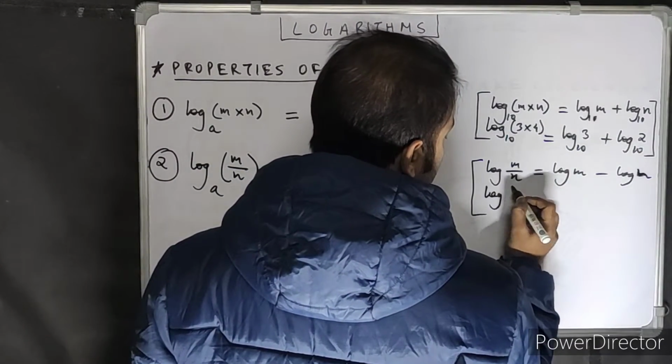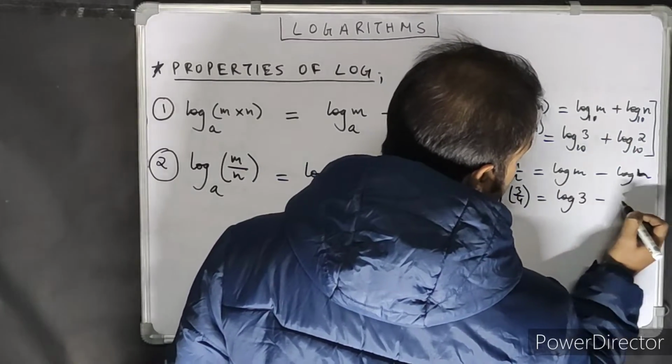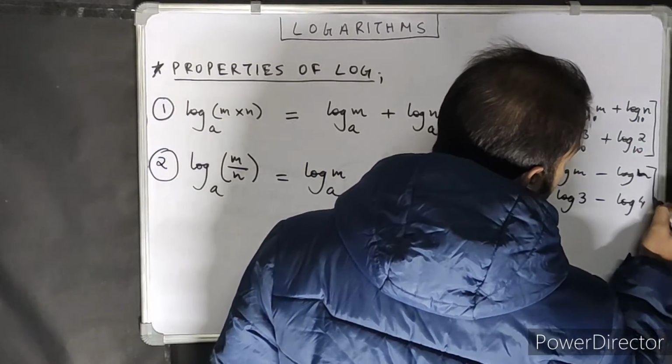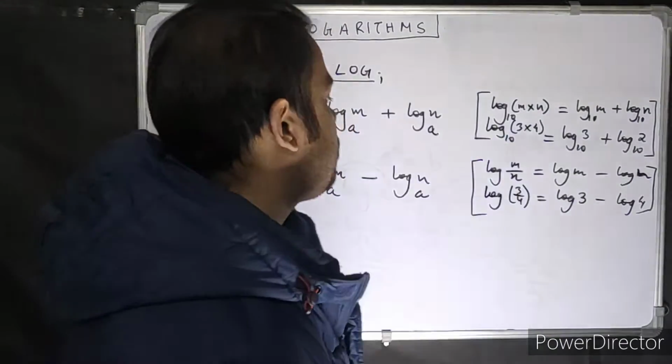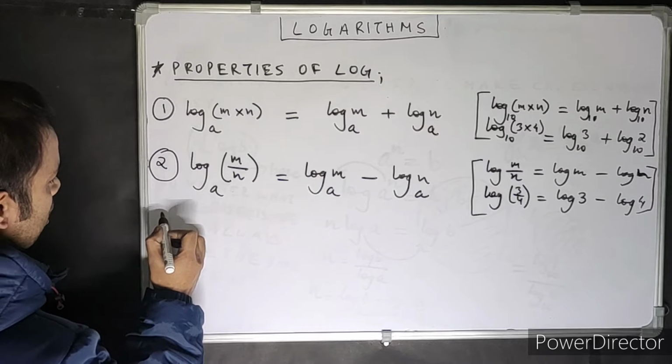So then you have what? Log, say 3 by 4. How can you write that? You can write that as log 3 minus log 4. Don't put any base and all, because we are just doing some rough, nothing else. Don't put any base. Let's go on to the third one.